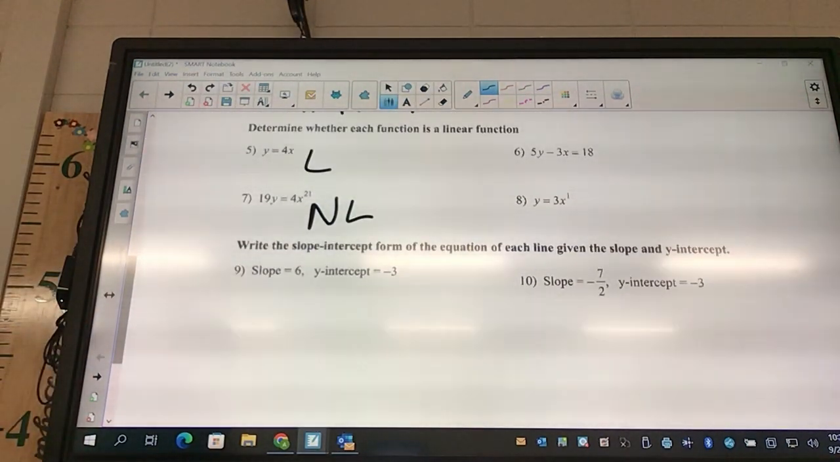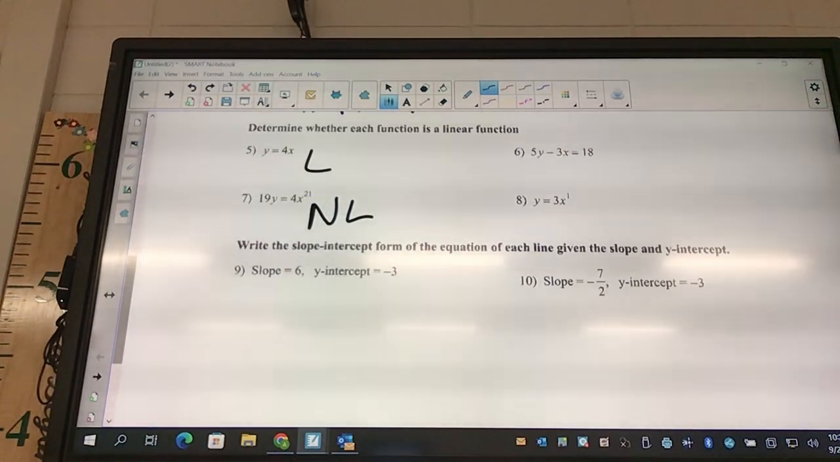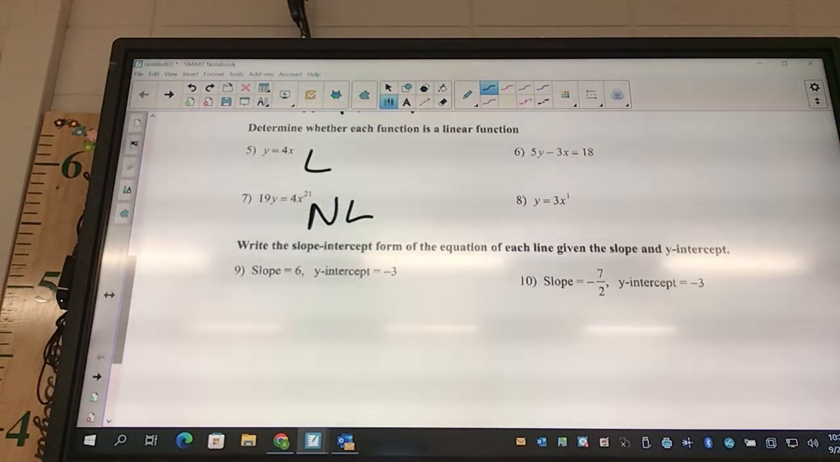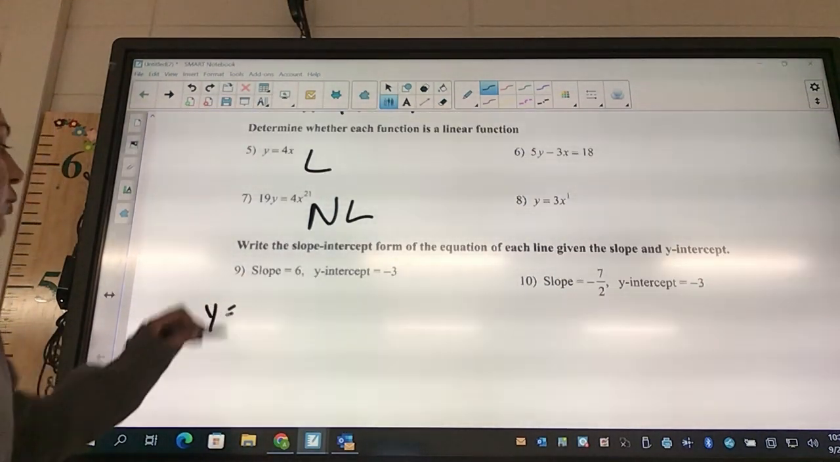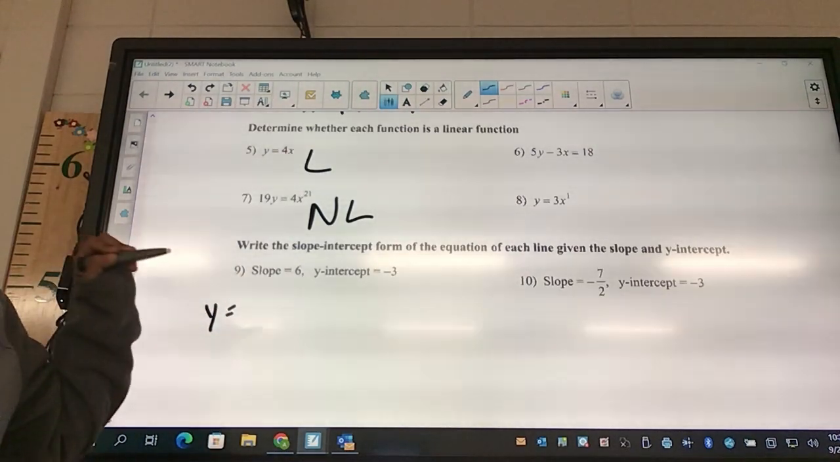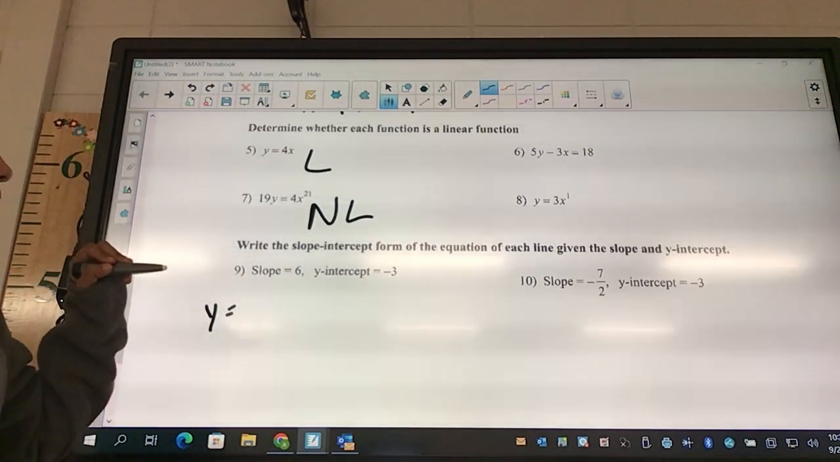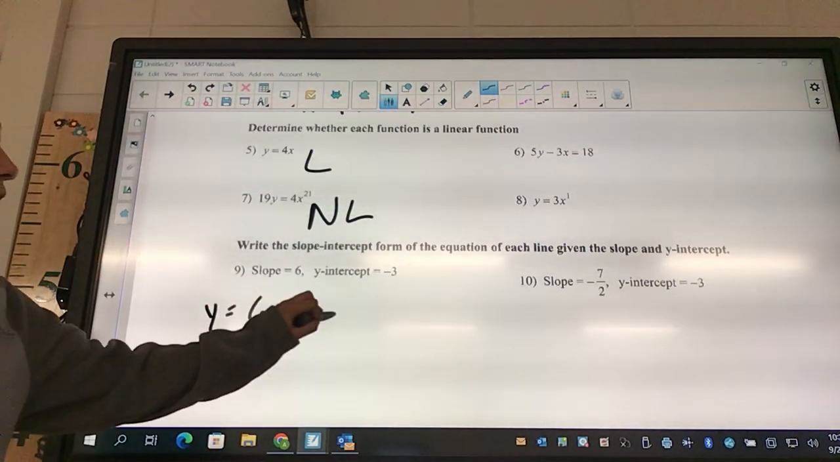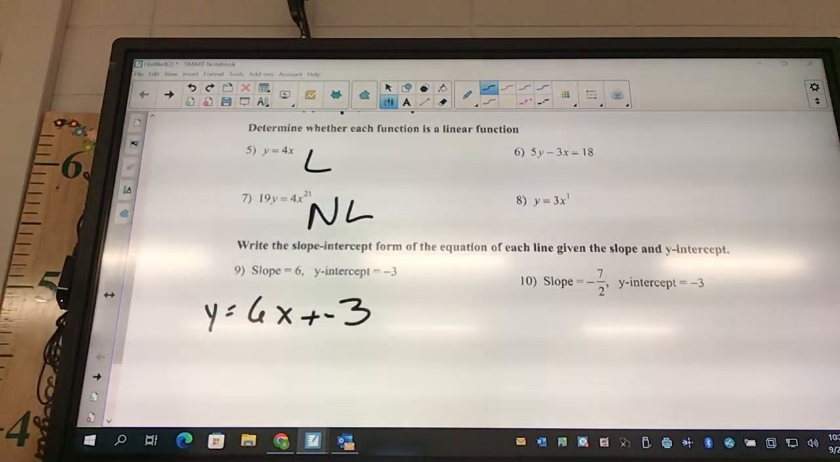Okay, write the slope-intercept form of the equation of the line. What is slope-intercept formula? Y equals mx plus b. So this one should look like y equals what? 6x plus -3. Okay, that's what yours should look like.